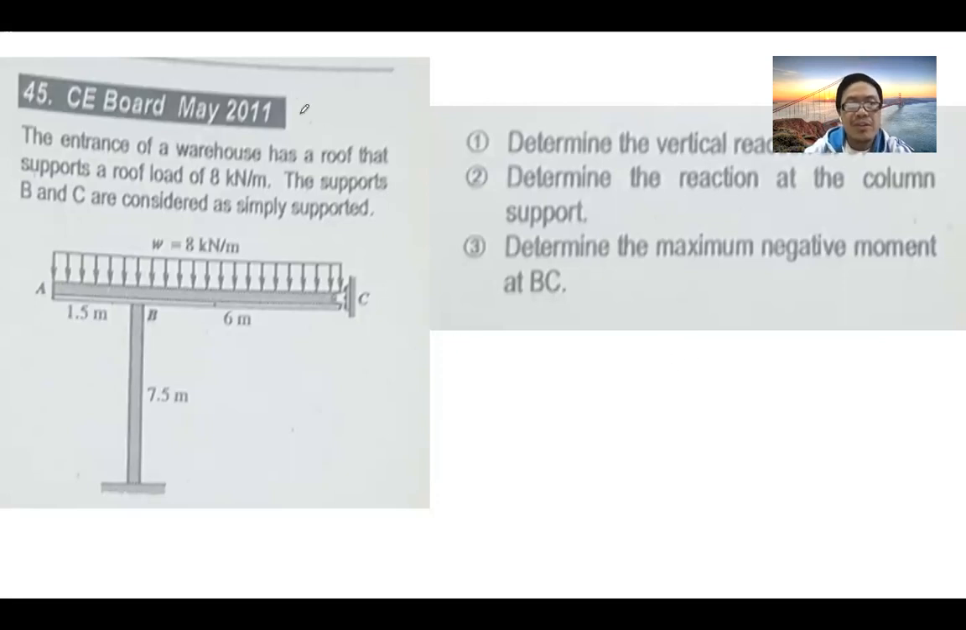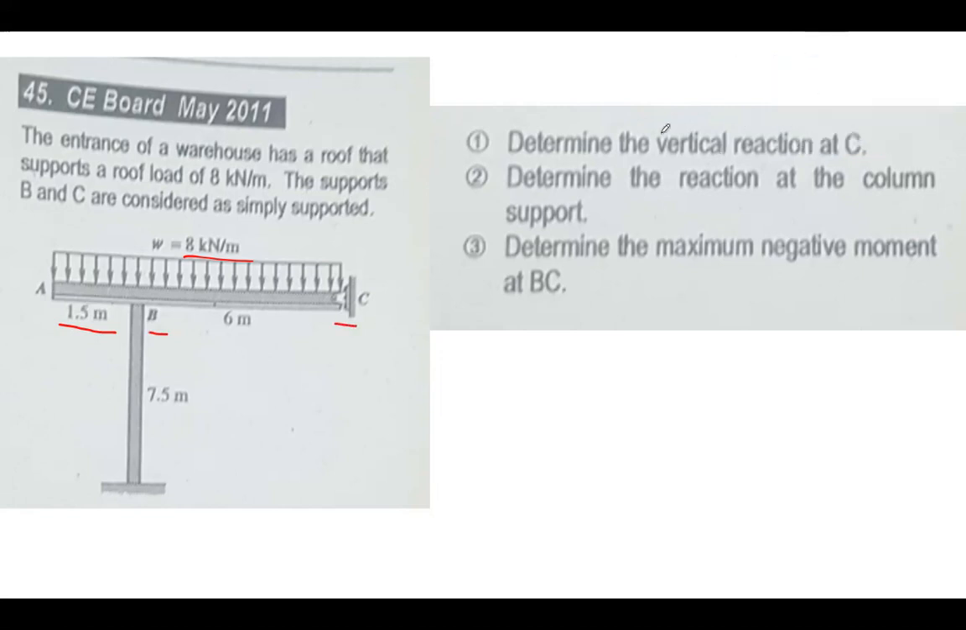So we have here, this is a board exam type. The entrance of a warehouse has a roof that supports a roof load of 8 kilonewton per meter. It is being supported by this column. So the beam BC is considered as simply supported. You have an overhang at 1.5. You have your point A, point B, and point C.